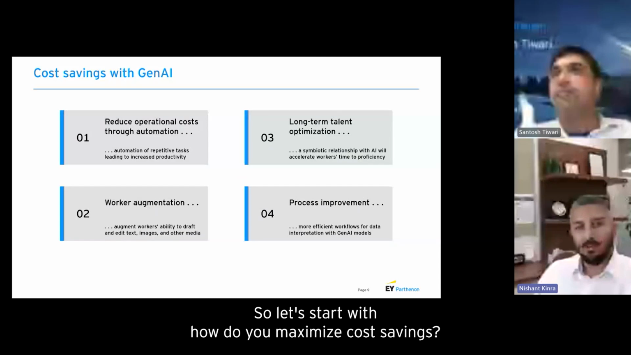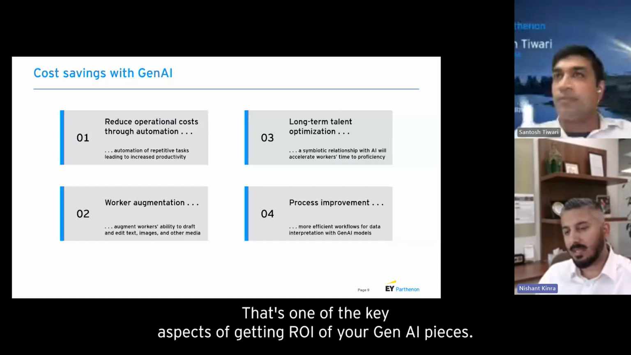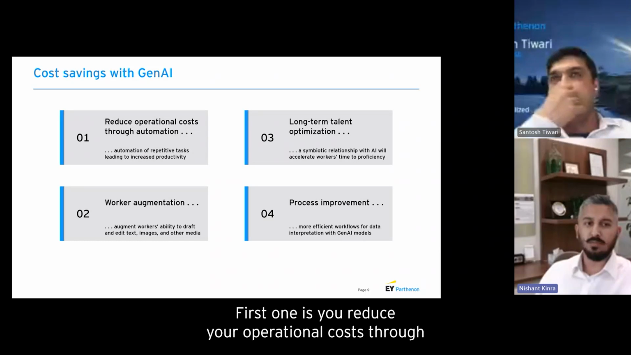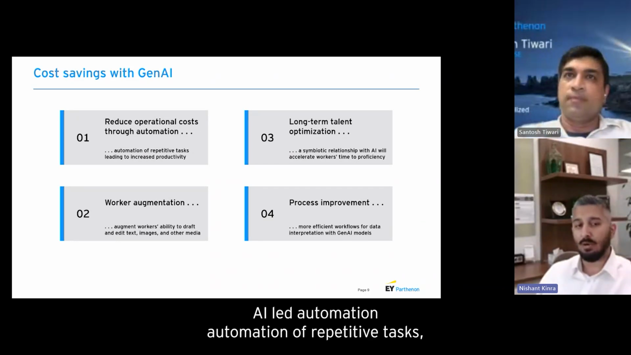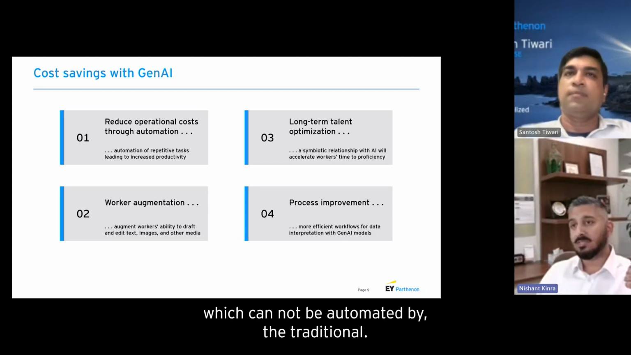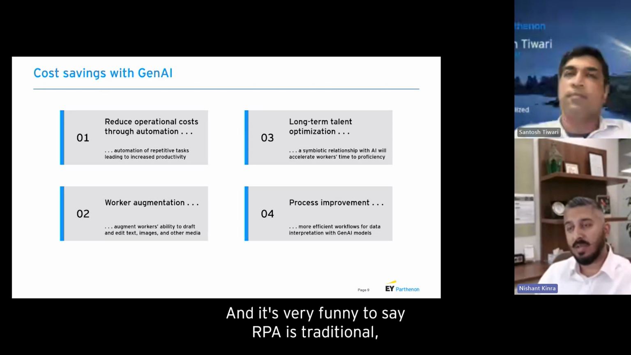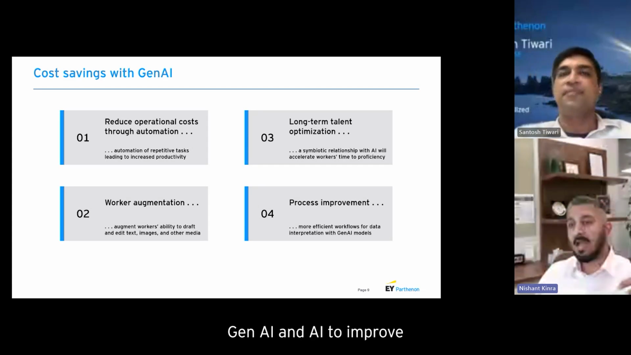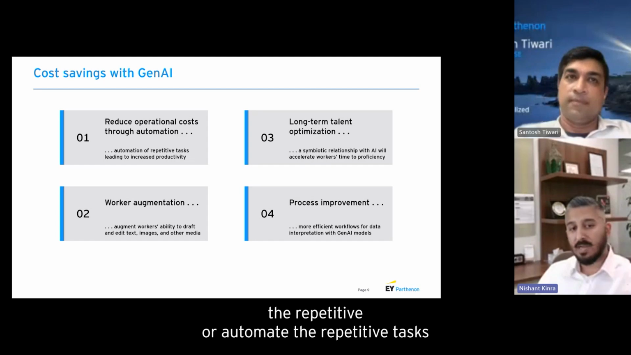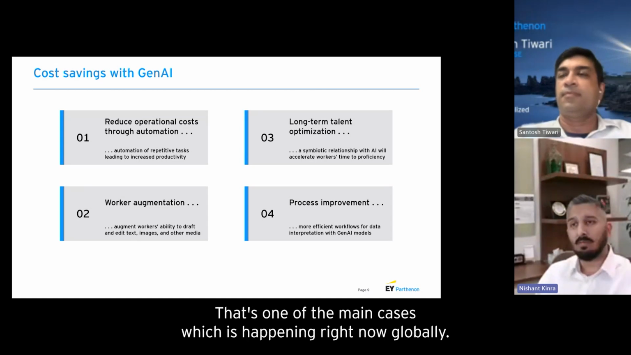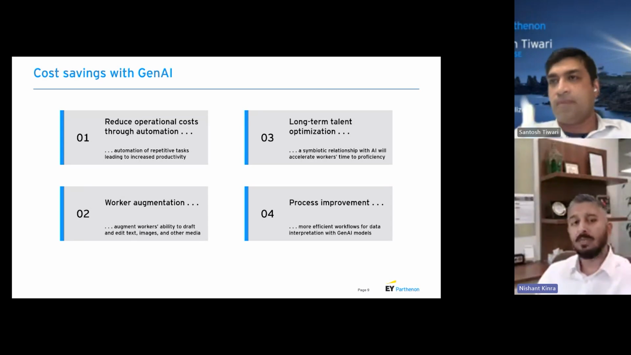Perfect. So let's start with how you maximize cost savings with Gen AI. That's one of the key aspects of getting ROI from your Gen AI pieces. So you see the four most important pieces. Of course, the first one is you reduce your operational costs through AI-led automation. Automation of repetitive tasks which cannot be automated by the traditional, and it's very funny to say RPA as traditional, but that's how the world works in technology. How you can leverage Gen AI and AI to automate the repetitive tasks which were not earlier able to be done by RPA. That's one of the main cases which is happening right now globally.